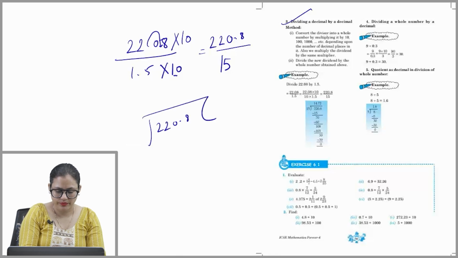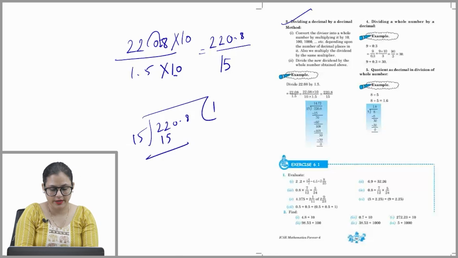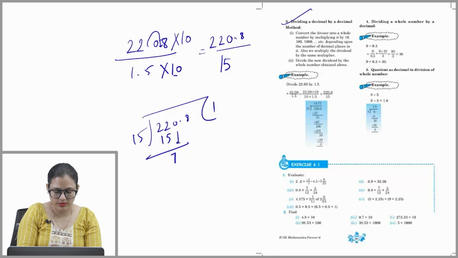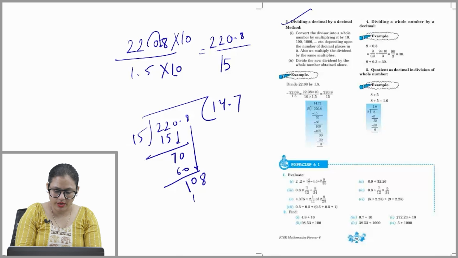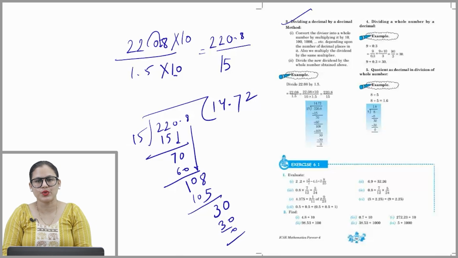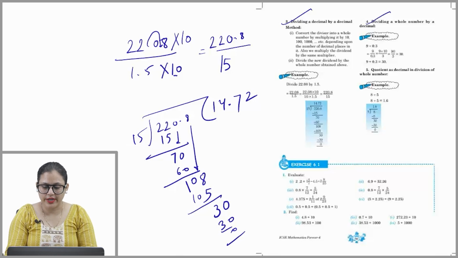220.8. 15 ones are 15. 12 minus 5 is 7, and then 0. 15 fours are 60. Then put a decimal here, bring down 8. Now 15 sevens are 105. 3, then add a 0, 15 twos are 30. Okay, so 14.72 is the answer.